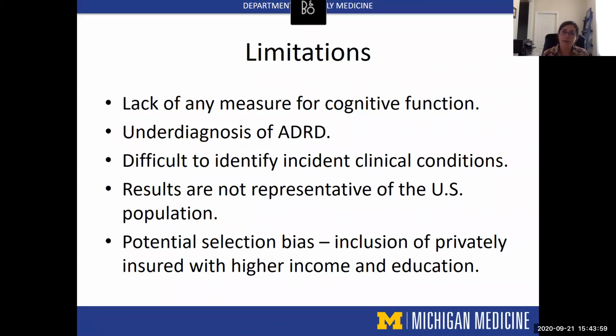We might have difficulty identifying certain clinical conditions, any type of condition. If I don't go to a doctor, it's based on claims. Within that one year look back period, it would not appear in the bills and claims, so we might underdiagnose these conditions. And fourth, the results are not representative of the US. This is based on private claims data, and with that, we might open the door for some selection bias.